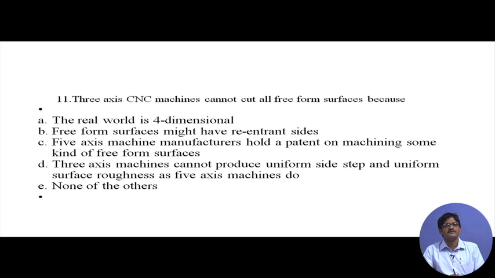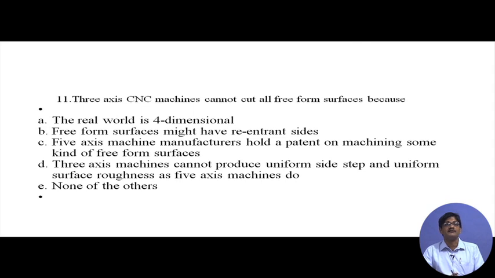B, free form surfaces might have re-entrant sides. C, 5-axis machine manufacturers hold a patent on machining some kinds of free form surfaces. D, 3-axis machines cannot produce uniform side step and uniform surface roughness as 5-axis machines do, and none of the others. Here, 3-axis machines cannot produce uniform side step and uniform surface roughness, but still they can cut free form surfaces. Okay.